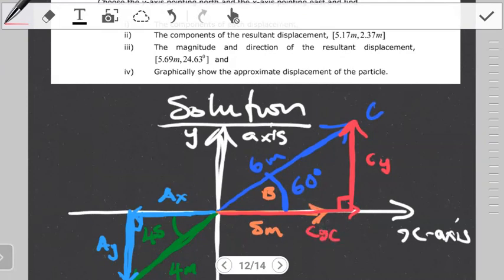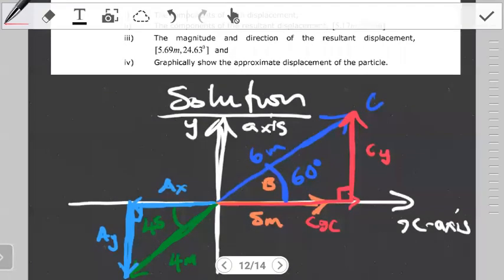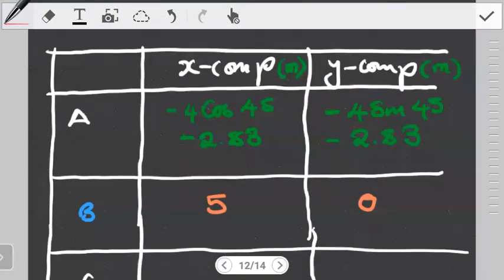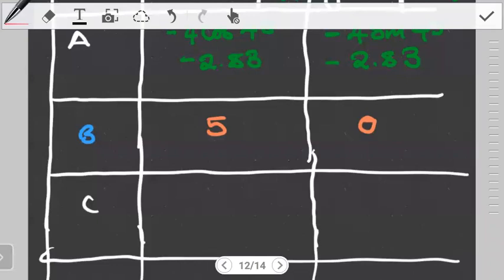Because of that, I'm going to use cos. So it is the vector itself cos the angle. So for C in x, I'm going to have the vector itself 6, then cos the angle 60 degrees. So if I evaluate this, cos 60 is half. So this is going to be half, then half by 6 is going to give me 3.